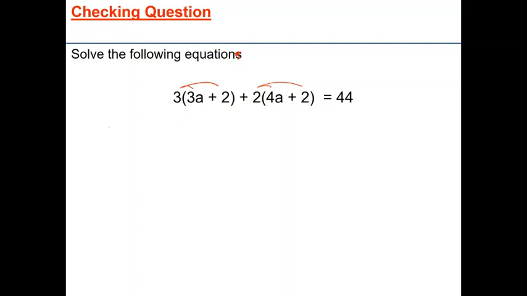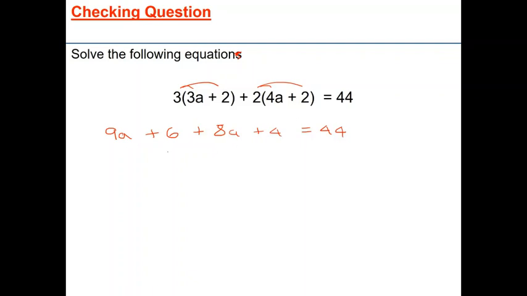Okay, welcome back. So the answer, let's expand the brackets. So 9a, because that's 3 times 3a, isn't it? 3 times 2 is 6, and this is a positive here. And 2 times 4a is 8a. 2 times 2 is 4. That is equal to 44.